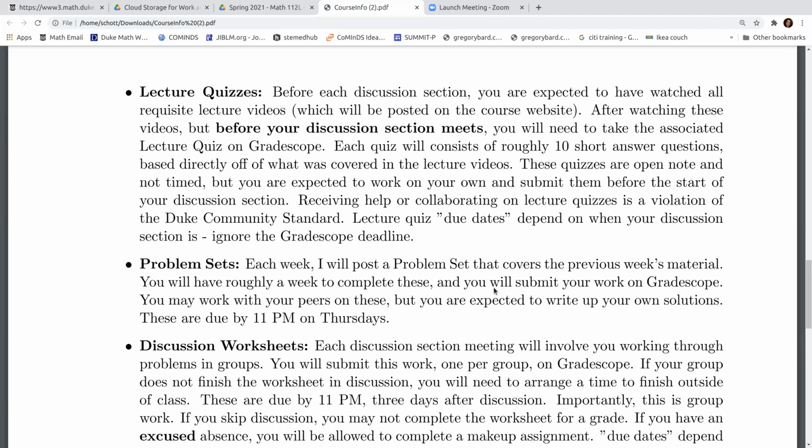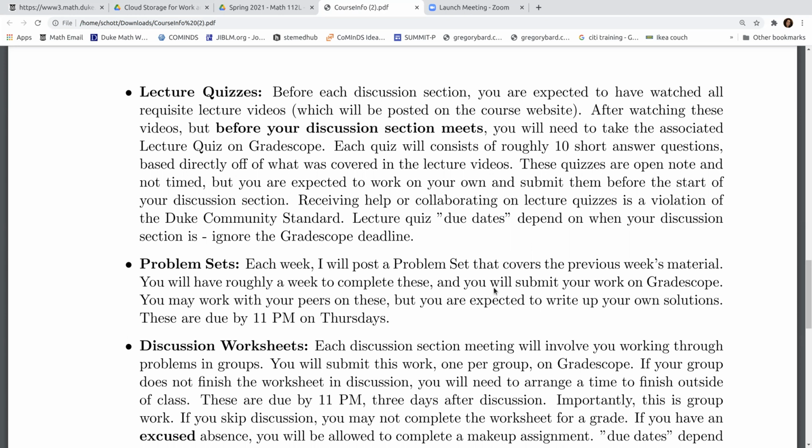Again, something that I really want to stress here is the due date. All 9 sections have the same Gradescope. So I set Gradescope deadlines to reflect that so the latest group has time to get theirs in. So you need to ignore the Gradescope deadlines for lecture quizzes, because your lecture quiz is due before the start of your discussion section. So if your discussion is 8:30 on Monday, which is the first one we have, you need to have your quiz completed and submitted by 8:30.